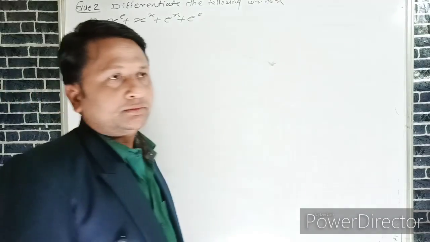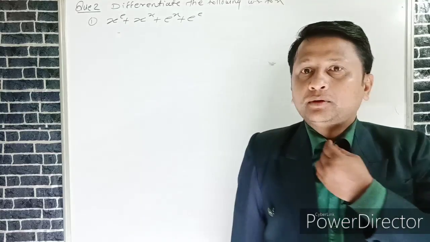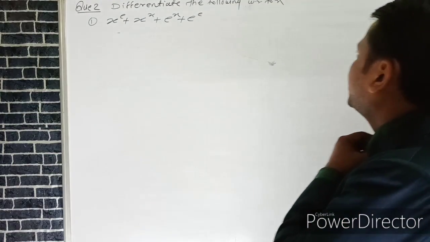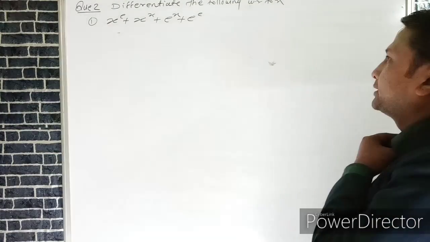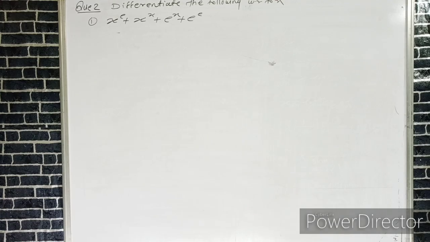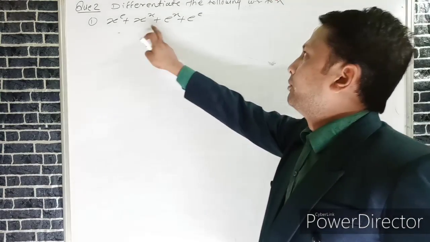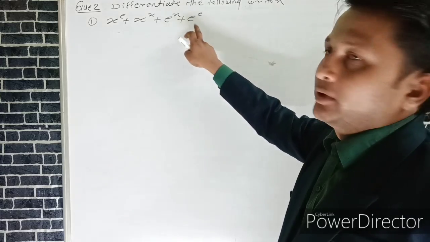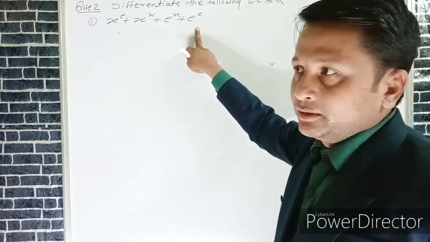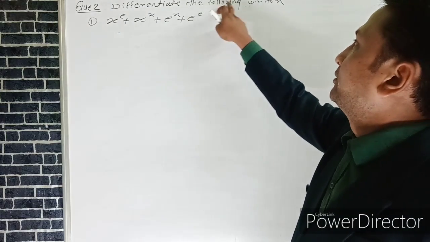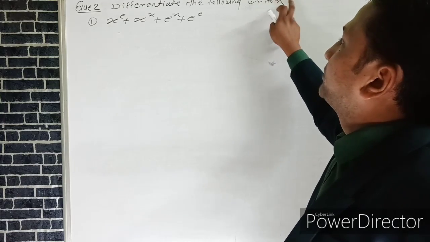So the next question, which is question number 2, is: differentiate the following with respect to x. The given function is in the form of implicit functions, and the function is x raised to the power e plus x raised to the power x plus e to the power x plus e raised to the power e. Here we have to differentiate the following function with respect to x.